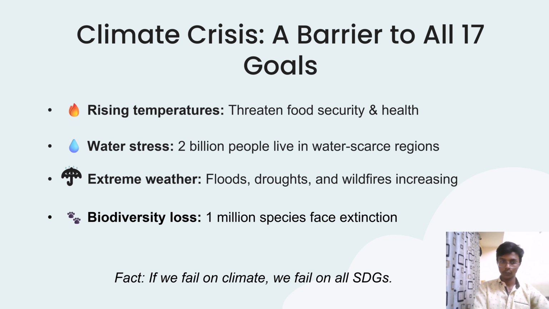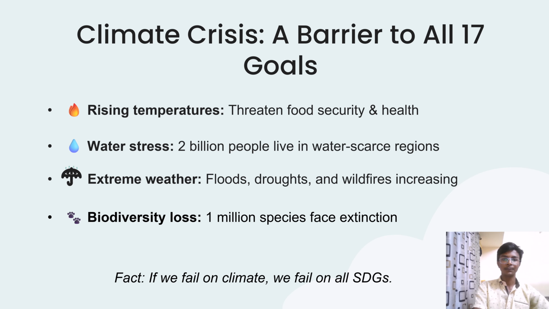Like in Kerala last year, we came to know about the flood. What happened when it rained so badly? Biodiversity loss: 1 million species face extinction. The fact is, if we fail on climate, we fail on all SDGs. This is the fact, guys.